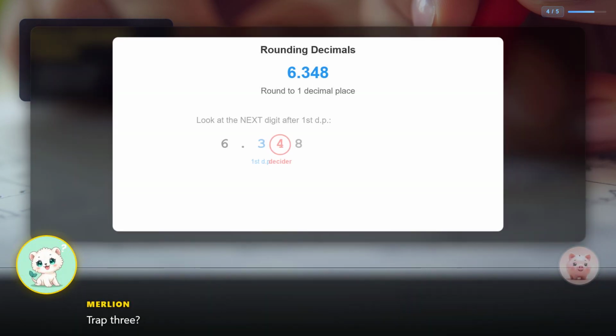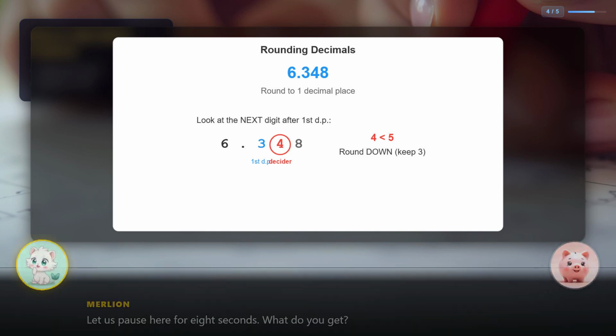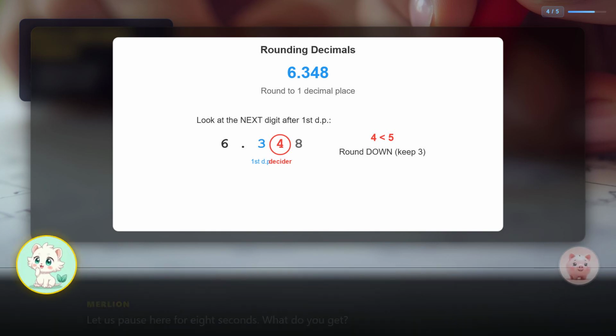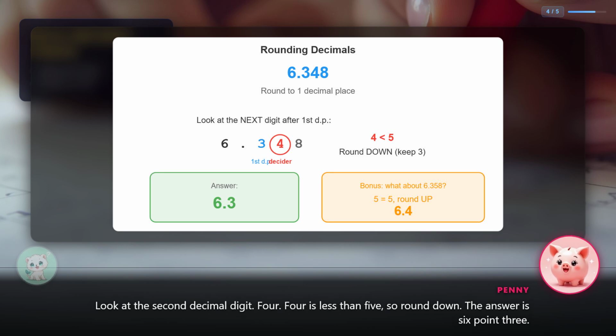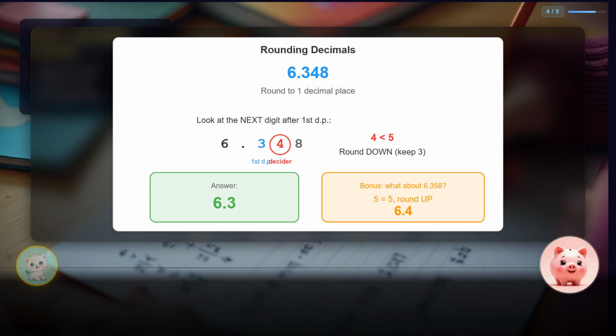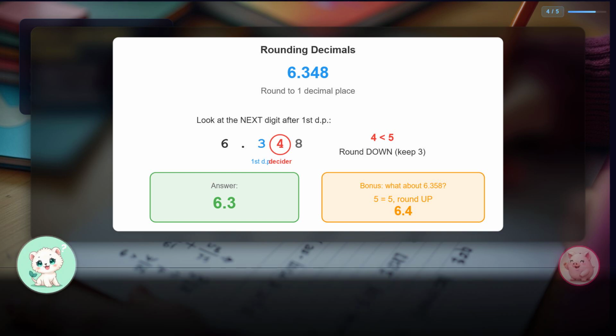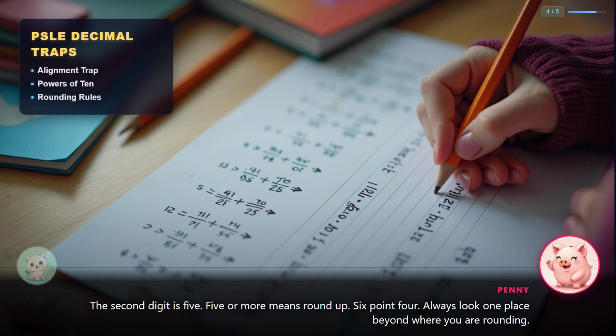Trap 3. Rounding decimals. Round 6.348 to 1 decimal place. Let us pause here for 8 seconds. What do you get? Look at the second decimal digit. 4. 4 is less than 5, so round down. The answer is 6.3. What if it were 6.358? The second digit is 5. 5 or more means round up. 6.4. Always look one place beyond where you are rounding.